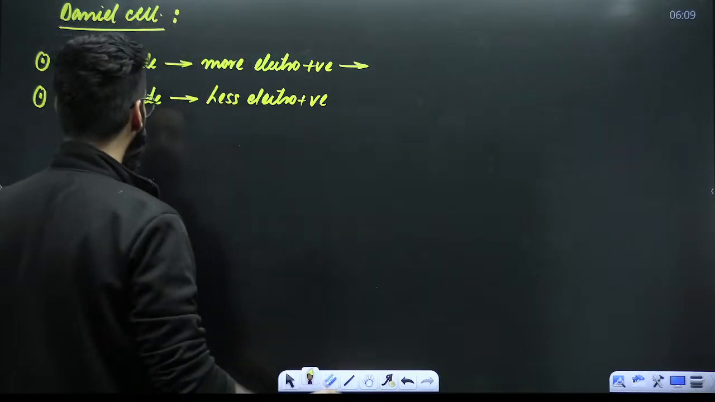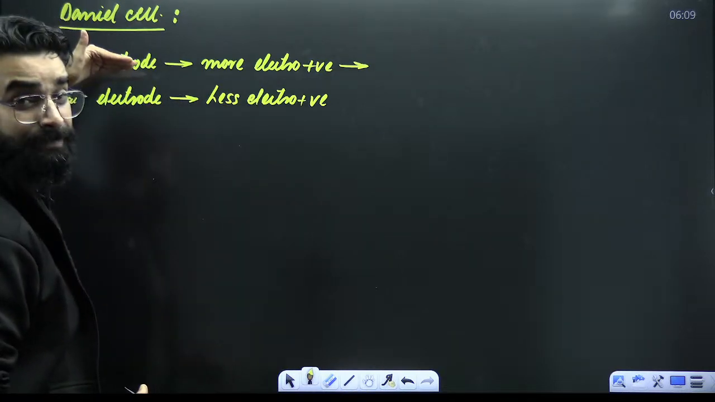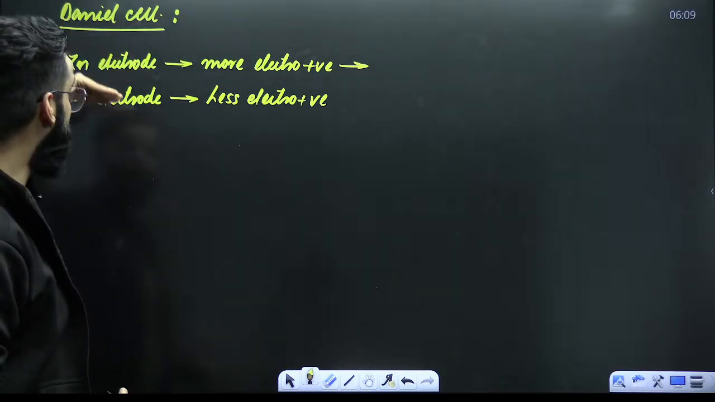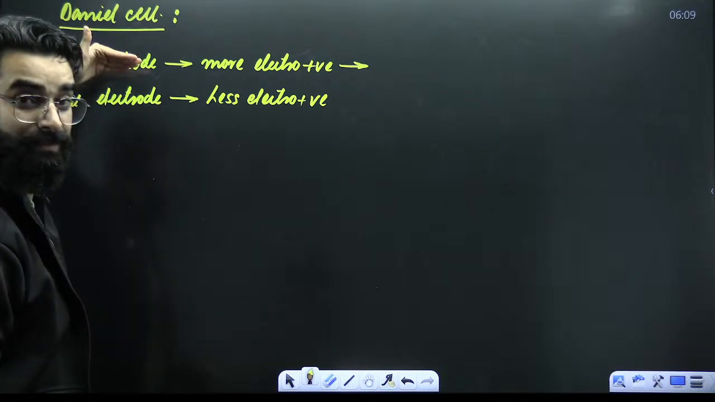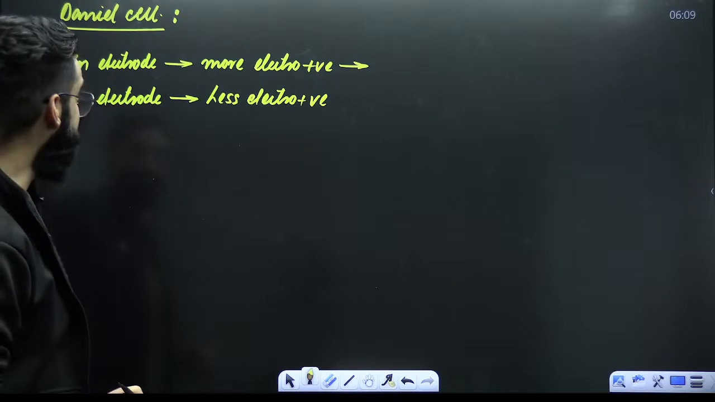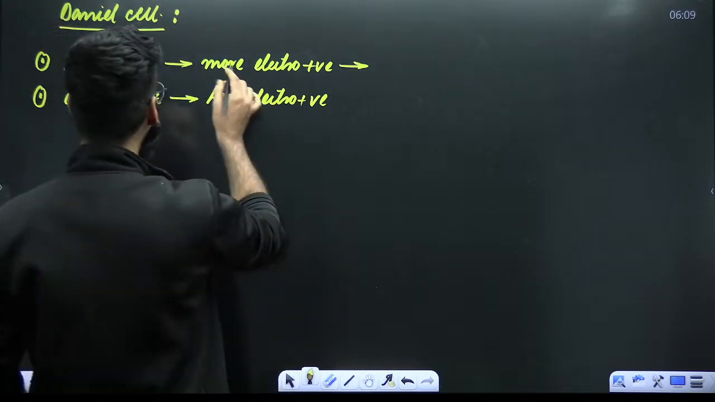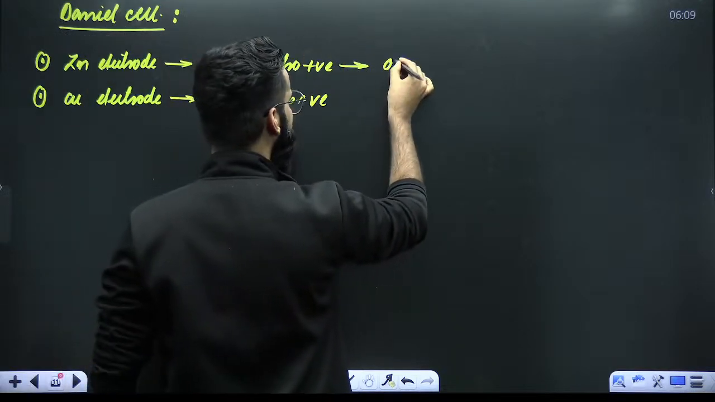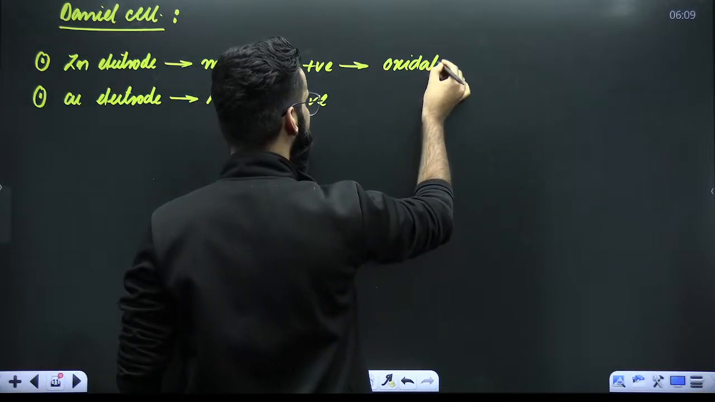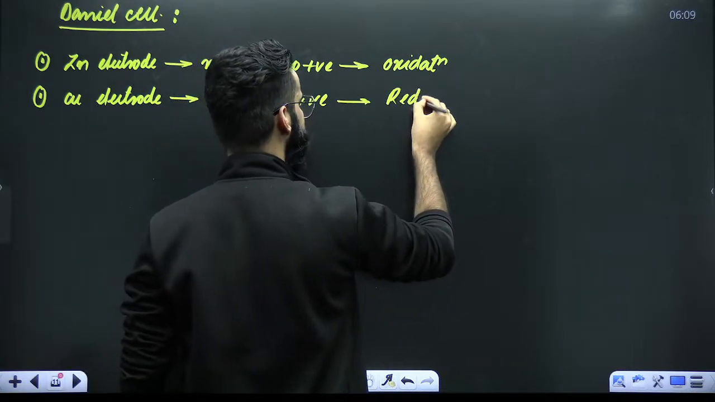So I would say in the cell which I'm going to make, in which zinc and copper are the two electrodes, this particular zinc electrode, since zinc is more electropositive, has more tendency to lose electrons. So I would say the zinc will undergo oxidation. And if zinc undergoes oxidation, I would say this copper will be undergoing reduction.